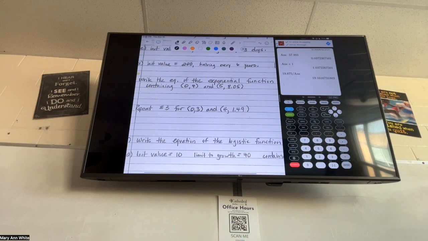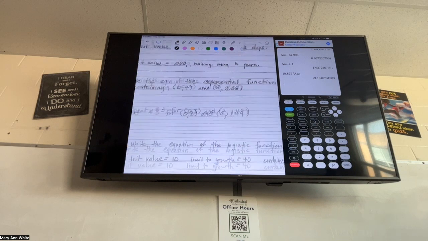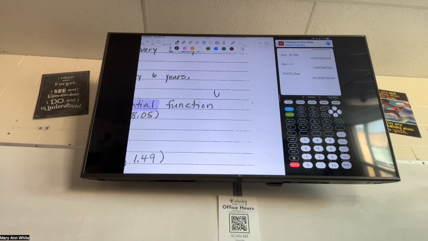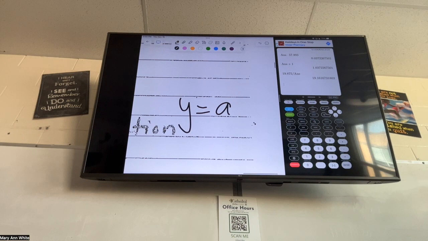I just want to reiterate what we've already done, really brain that into your brain. This says, write the equation of an exponential function. Wait, time out. What is the equation of an exponential function? Do you guys remember what we did a couple days ago? y equals A times B to the x. Remember using that the other day? Okay, we're going to do the exact same thing here.